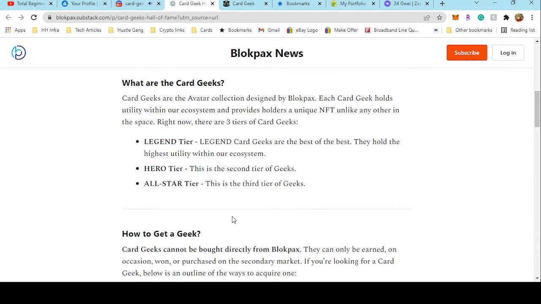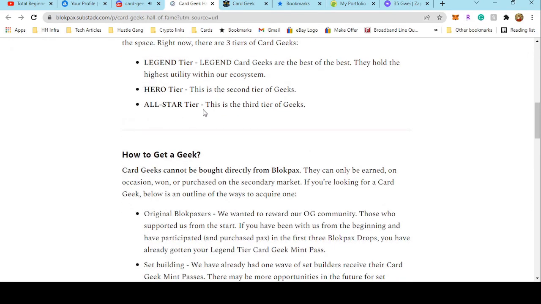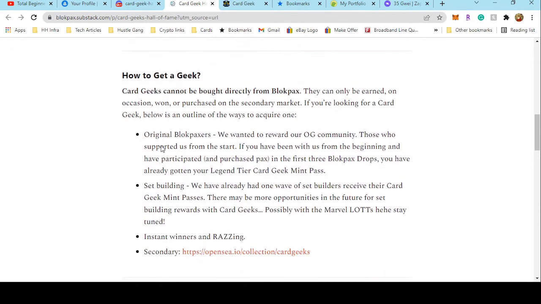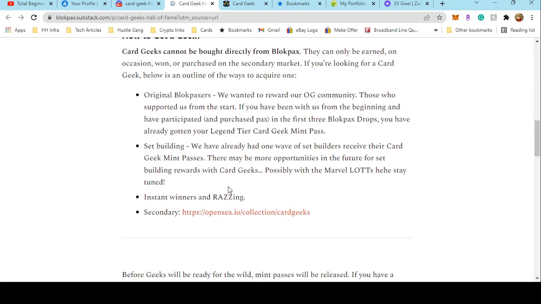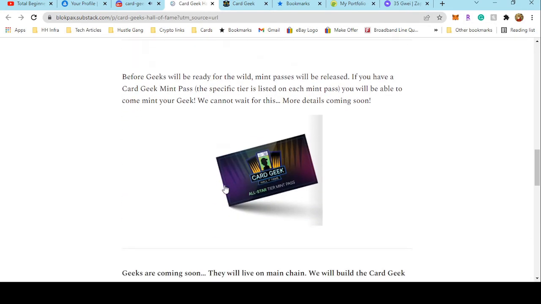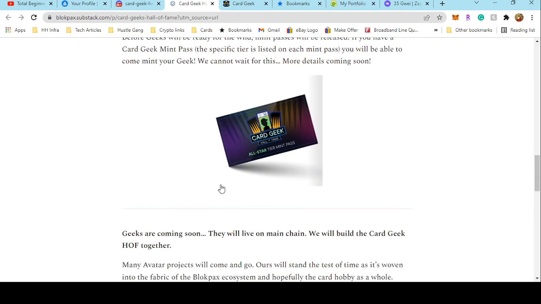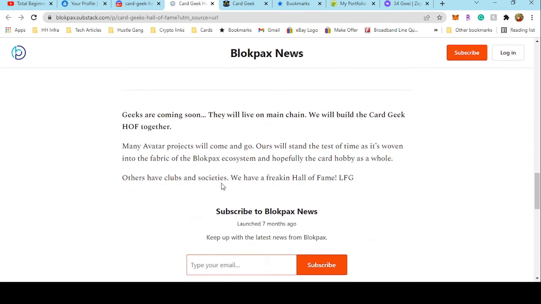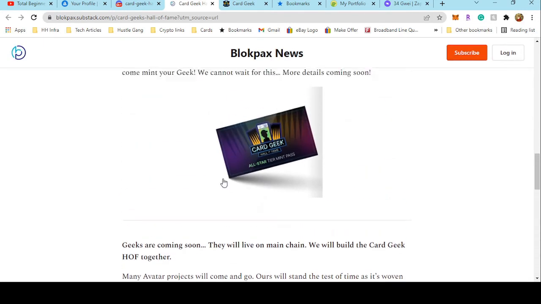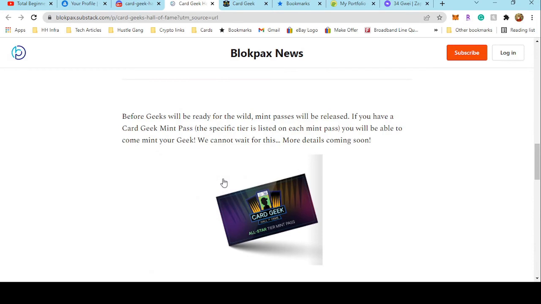Right now, there are three tiers of Card Geeks. Legend tier Card Geeks are the best of the best. They hold the highest utility within our ecosystem. The Hero tier, which is what we just mentioned, is the second tier of geeks. This talks about how to get a geek, either through raffle or instant win or set building. I think if you're here for the original drops, you got granted a Card Geek as well. And now that we've minted these, I believe that it should help you in the different tiers.